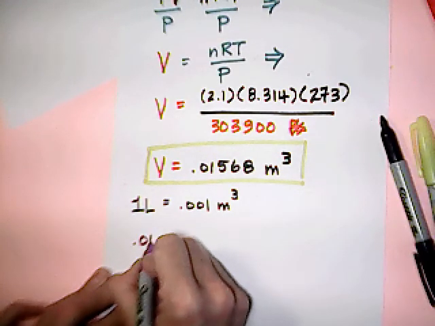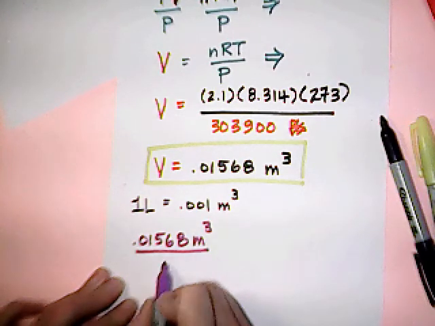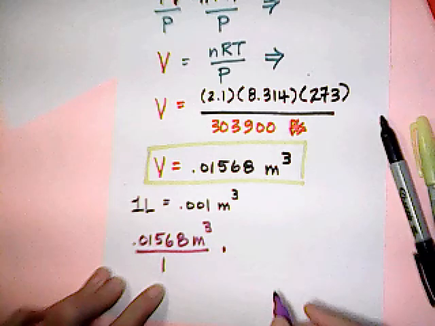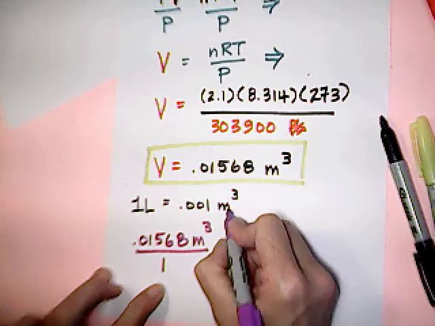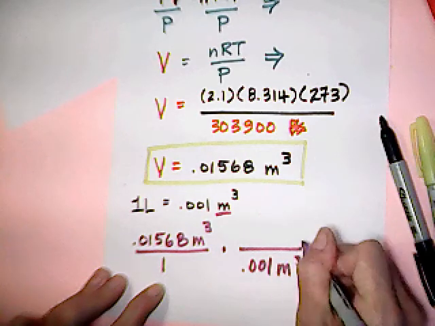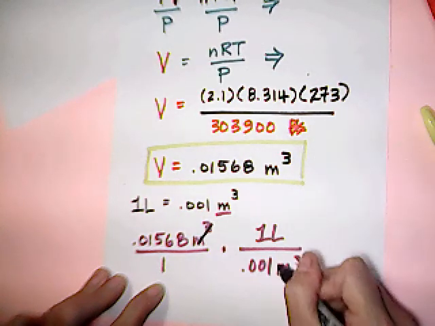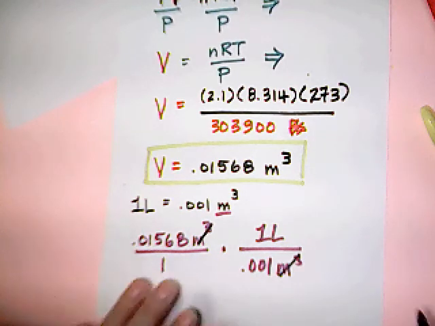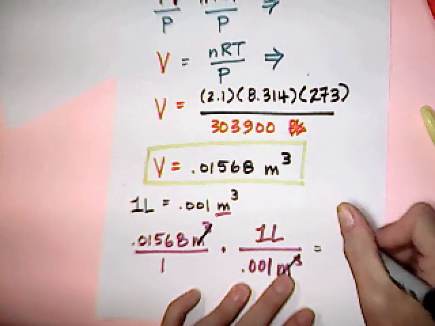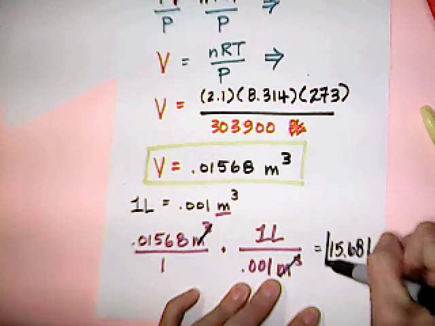So I can go ahead and make that conversion, times our conversion factor. Well, I need meters cubed in the bottom, so I put 0.001 meter cubed is 1 liter. Those two cancel, and my final answer is 15.68 liters.